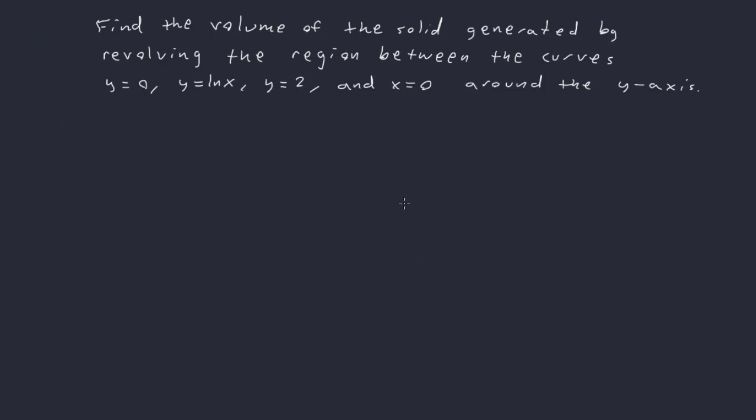All right, so for this example, what we want to do is find the volume of the solid generated by revolving the region between the curves y equals 0, y equals ln x, y equals 2, and x equals 0 around the y-axis. So around the y-axis means we're going to want to set up an integral in terms of y. So let's look at what's going on here.